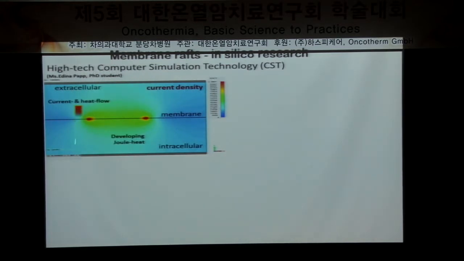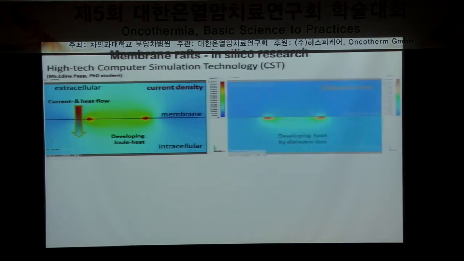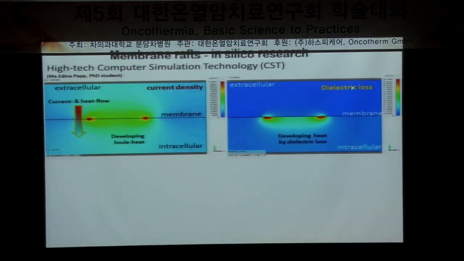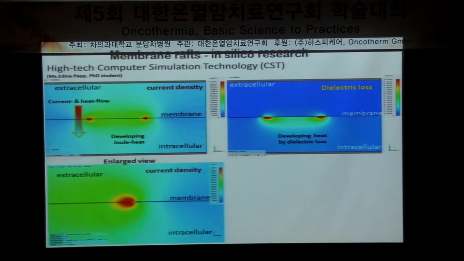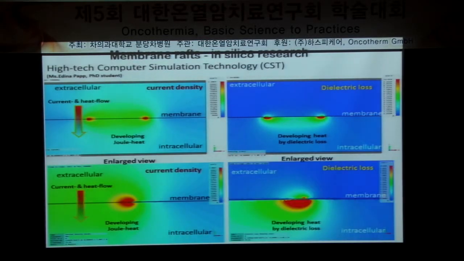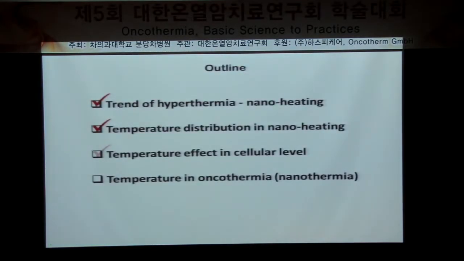This is the heat flow, which in silico is shown. The rafts are here, and the membrane, and the extracellular and intracellular current density and heat density. This is a dielectric loss, which really shows that inside of the cell the things are very active, and then there is an enlargement of this one and of that.